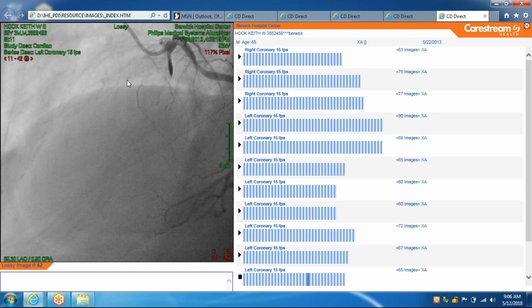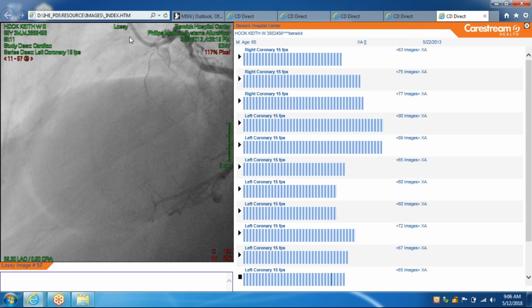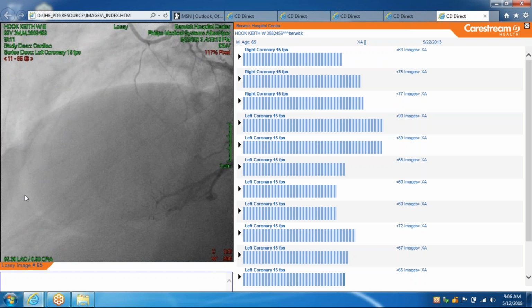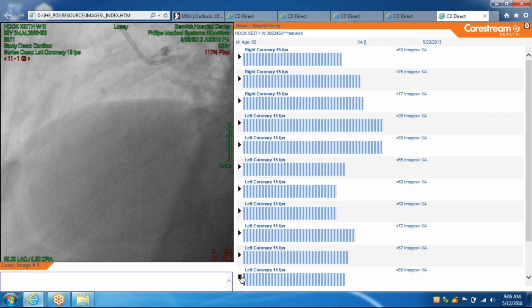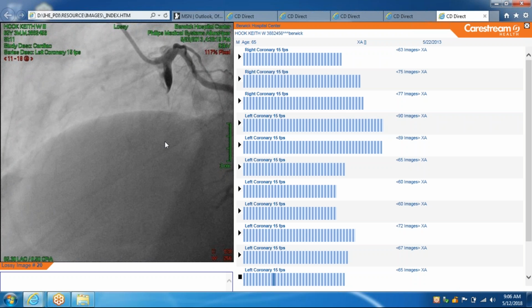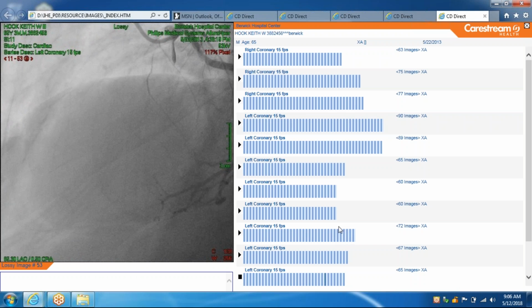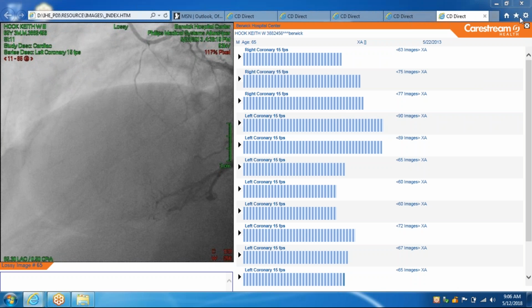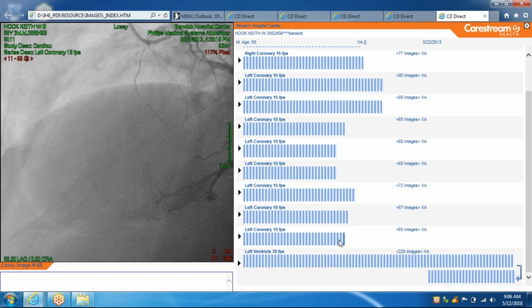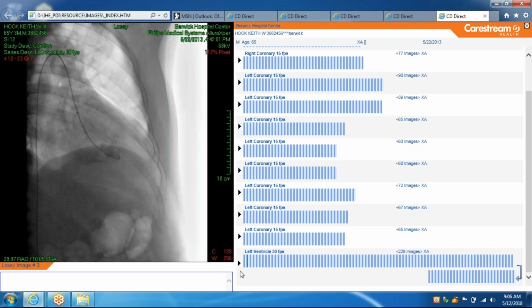This is our left lateral view, the so-called left lateral view. The LAD is supposed to come down here. You can see it's occluded from way up there. So the LAD is occluded proximally. The circumflex is okay. All right, so the LAD is occluded, and then we do the left ventriculography.